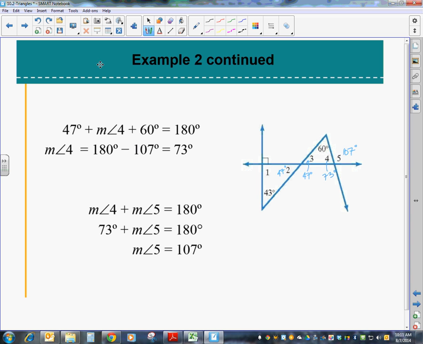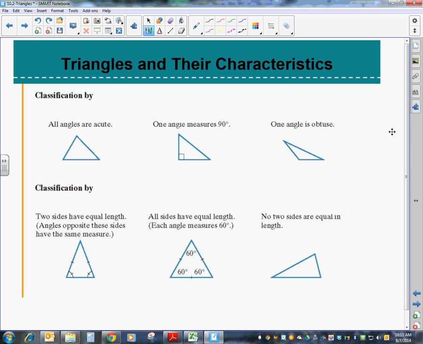Okay, let's review how we classify our triangles. First off, we classify them by angles. If all the angles are acute, then we have an acute triangle. If one angle measures 90 degrees, we have a right triangle. And if one angle is obtuse, we have an obtuse triangle.